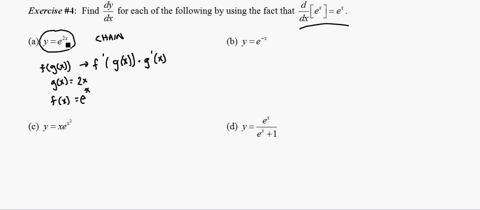The thing that's hard for people here is that they don't normally see this as an inner function. But that's the way I want to think about it. I literally want to block out the 2x. I want to say e to the whatever is the outer function. So I cover up the 2x, and I say, what's the derivative of e to the whatever? The derivative of e to the whatever is e to the whatever. But then I have to multiply it by the derivative of the inner function, which is just 2. So I get 2e to the 2x.